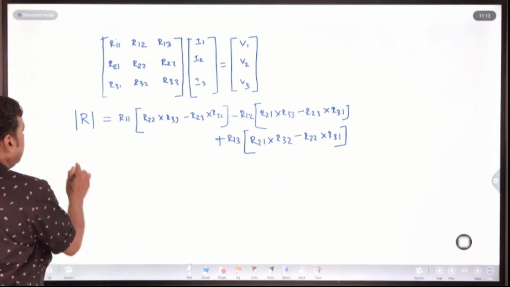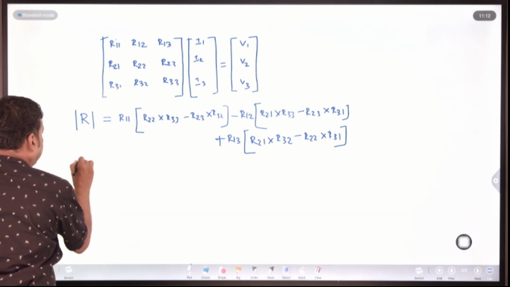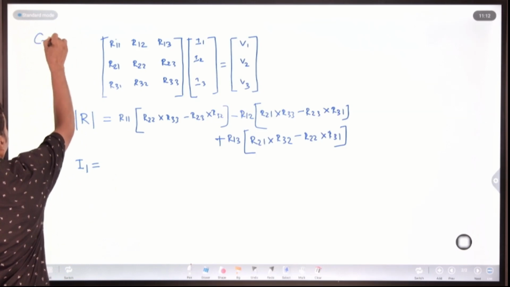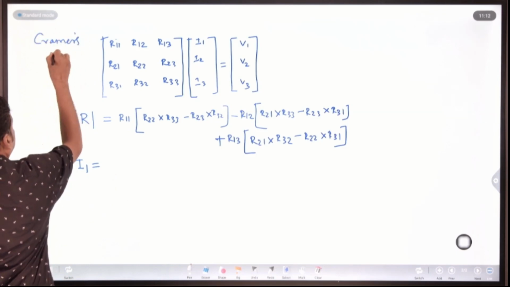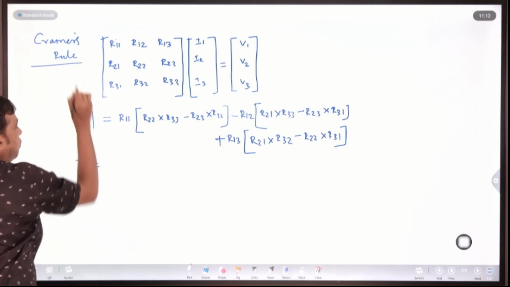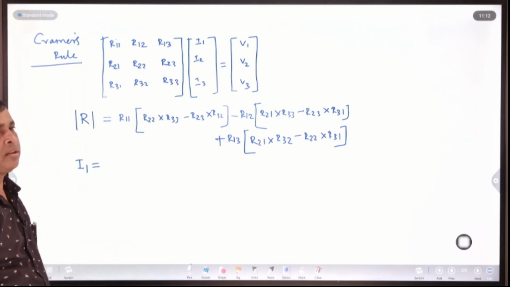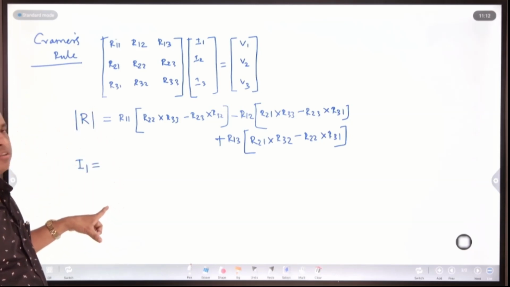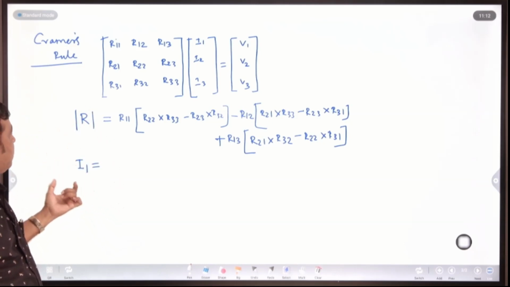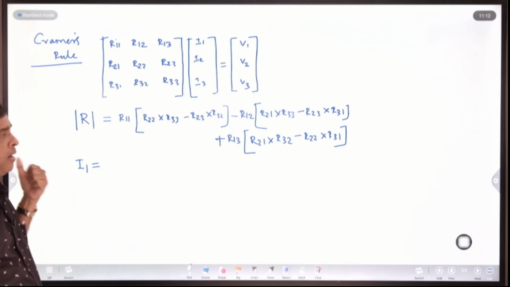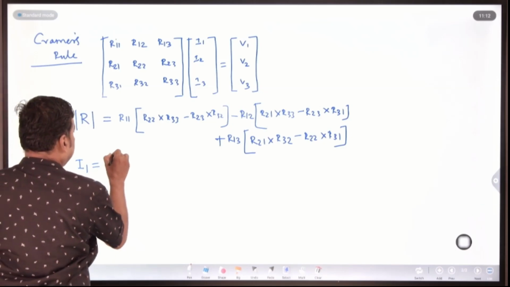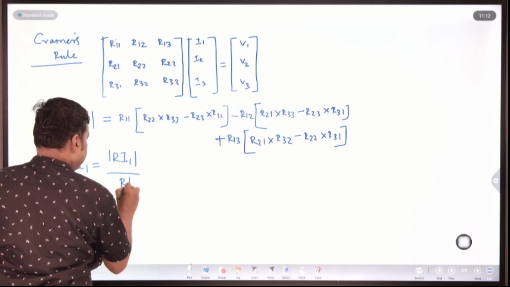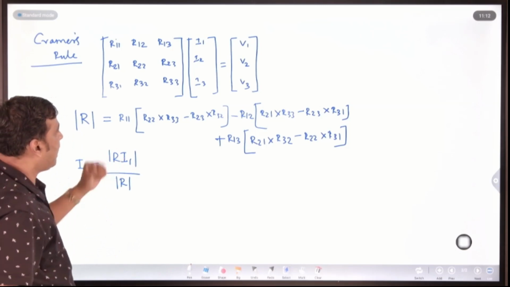Then the question is how to find I1 using Cramer's rule. Now I am discussing Cramer's rule to find out the values of I1, I2, I3. Previously there were 3 simultaneous equations involving I1, I2, I3. Using Cramer's rule, you have to find out the values of I1, I2 and I3. So I1 is how much? I1 is nothing but R I1, this matrix, divided by this R. So how to calculate R I1?